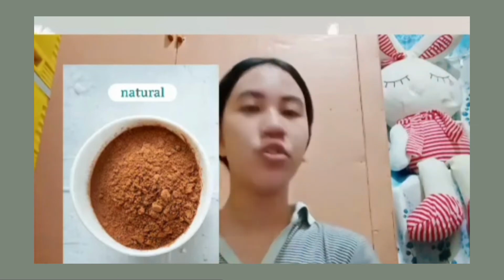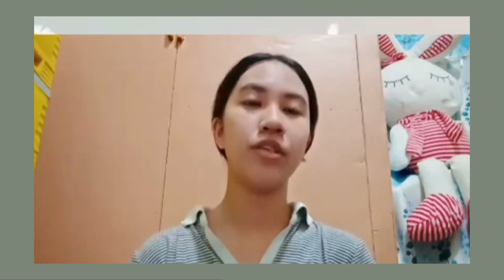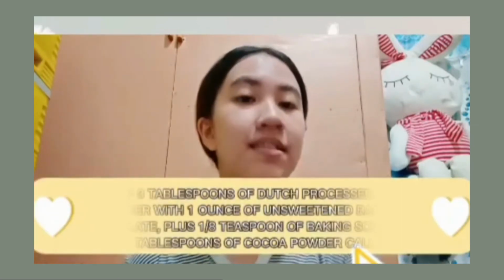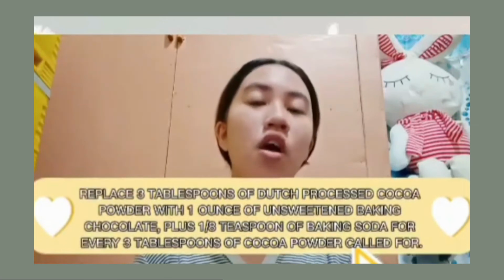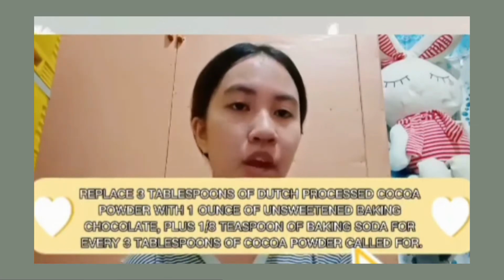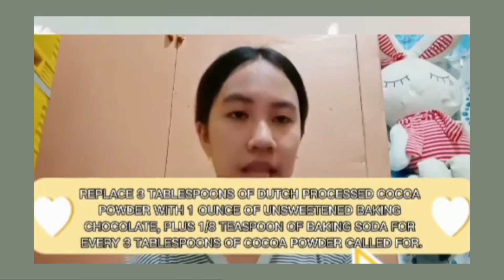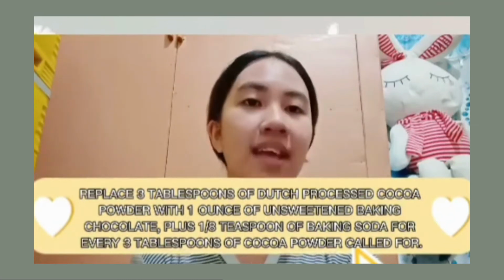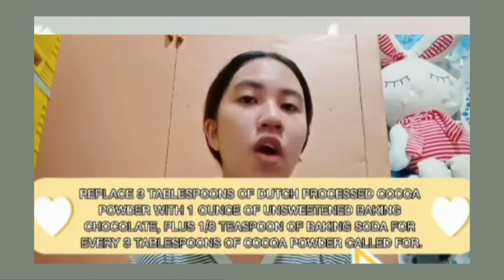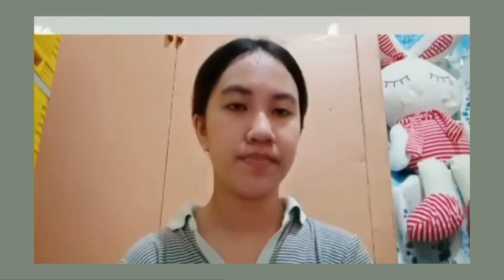The substitution of natural cocoa powder is to replace 3 tablespoons of Dutch processed cocoa powder with 1 ounce of unsweetened baking chocolate, plus 1/8 teaspoon of baking soda for every 3 tablespoons of cocoa powder called for.